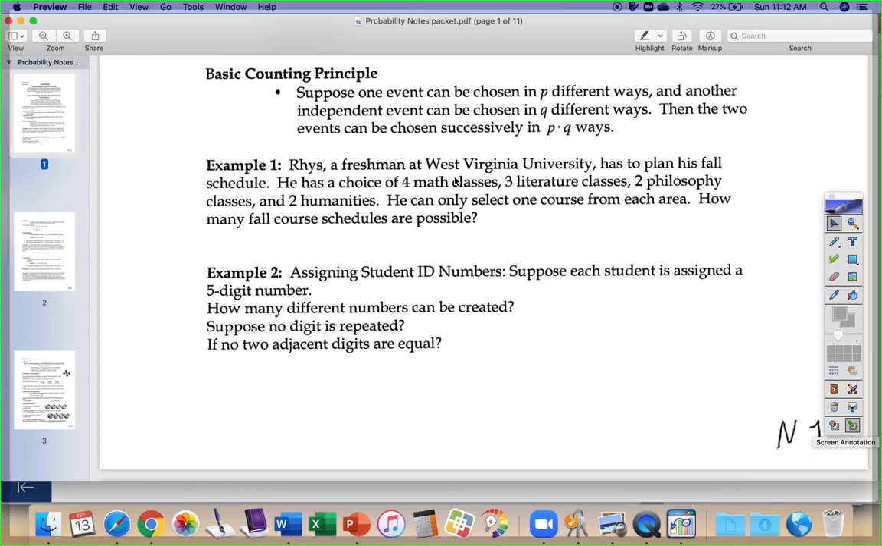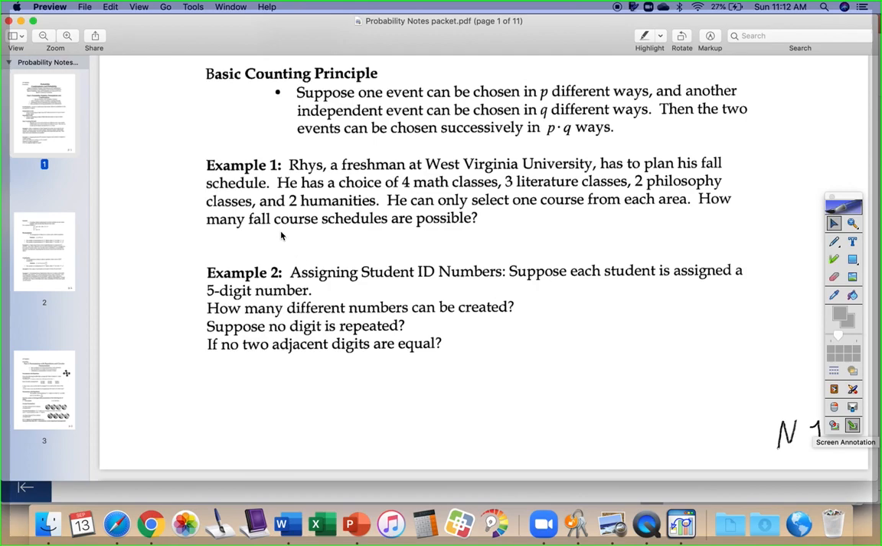So I have 4 math classes, I'm only picking 1. I have 3 literature classes, just picking 1. 2 philosophy, just picking 1, and 2 humanities, just picking 1. So all of these events are independent of each other, because the math does not matter with the lit, does not matter with the philosophy. So these are independent.